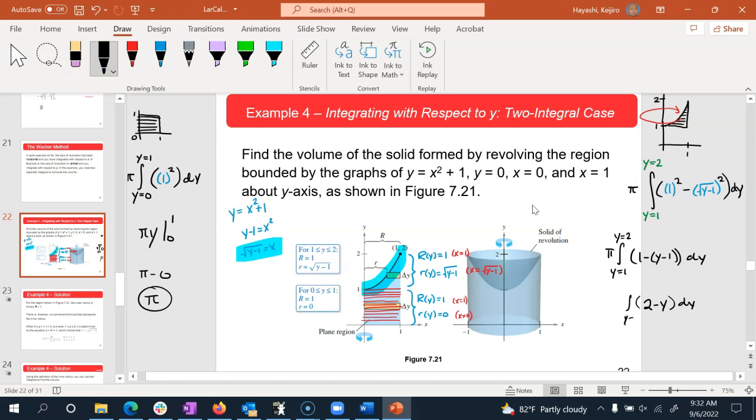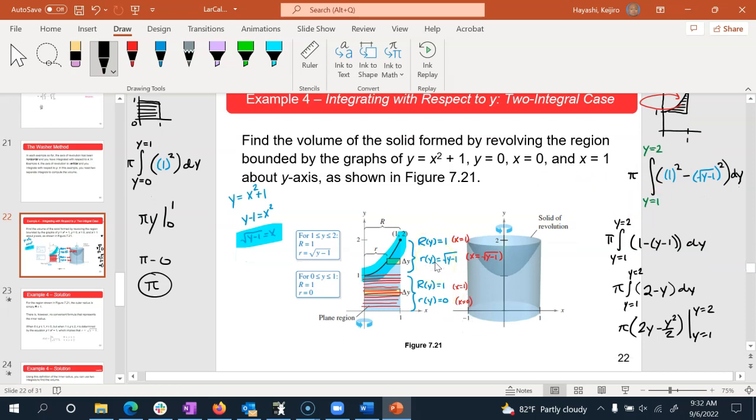dy from y equals 1 to y equals 2, with the pi in front. And the integral of 2 is going to be 2y. The integral of y is going to be y squared over 2. There's a pi in front, don't forget that, and it's going to be evaluated from y equals 1 to y equals 2.